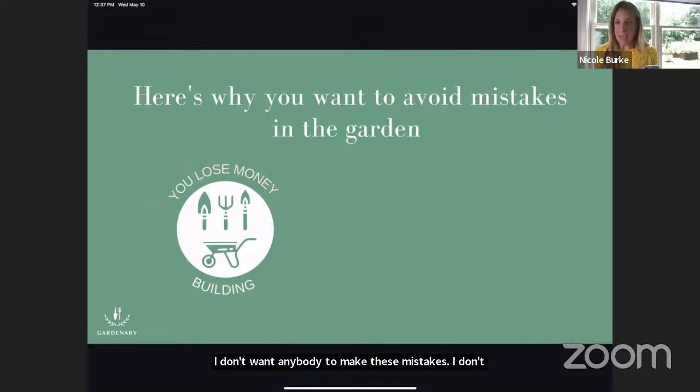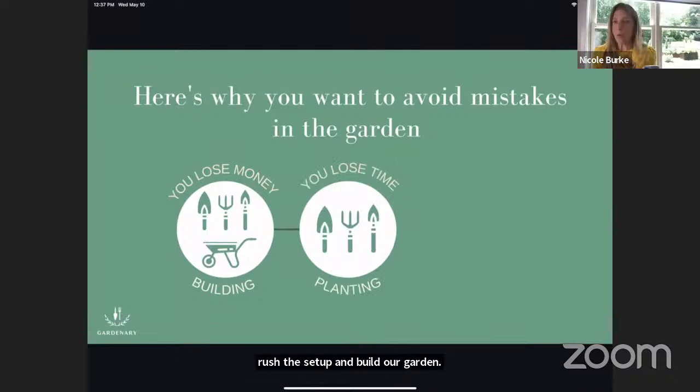When we rush the setup and build our garden, you actually lose money. When you don't plant enough plants, you lose time. Every single time you go through a season without planting enough plants, you missed it. You can't get it back. It stinks. So I don't want you to miss the summer with too few plants in your garden.